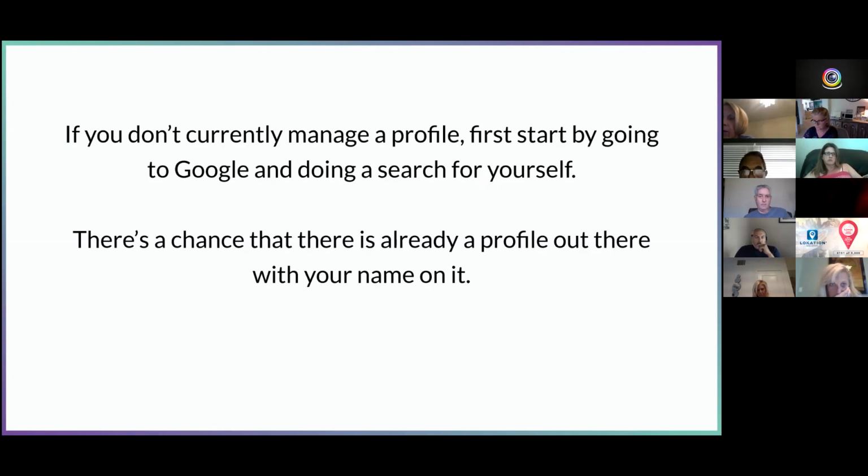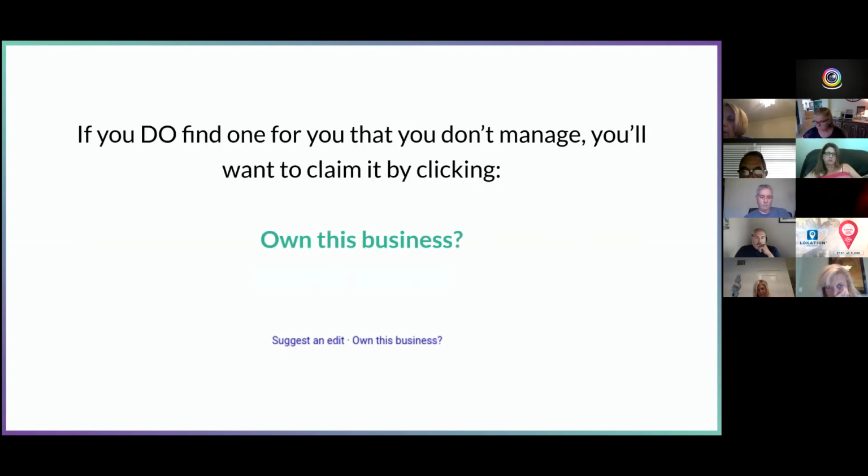So first things first, if you don't currently manage a profile, the first thing you want to do is go out to Google and do a search for yourself, because there's a chance that there's already a profile out there with your name on it. If you do find one for yourself, and this is important, you want to make sure that you claim it. This means that there's one out there and you don't own it yet. So you're going to see something that looks like this blue link down here that says own this business. And that's where you would start.